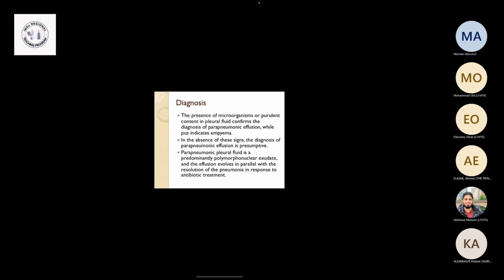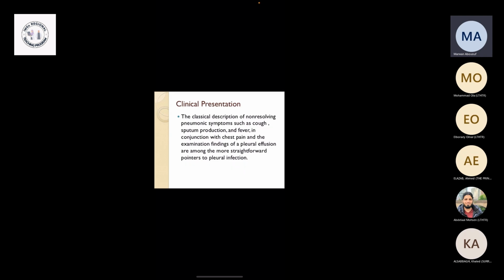Clinical presentation of a patient having parapneumonic effusion: the classical description is non-resolving pneumonic symptoms such as cough, sputum production, and fever, in conjunction with chest pain. Chest pain is a very common complaint, especially pleuritic chest pain, in patients having pleural effusion. And the examination findings of a pleural effusion are among the most straightforward pointers to pleural infection.